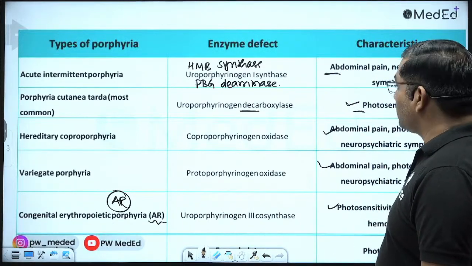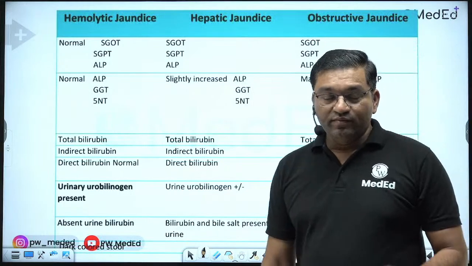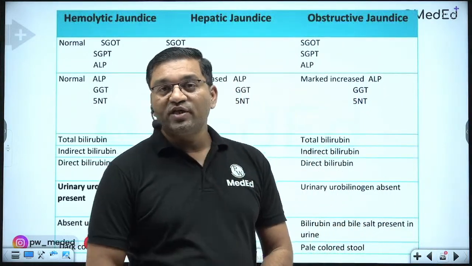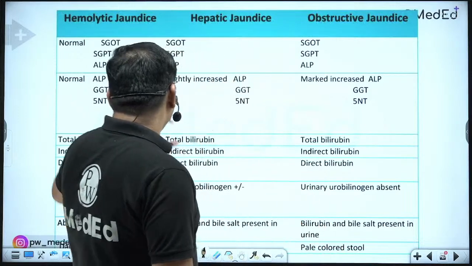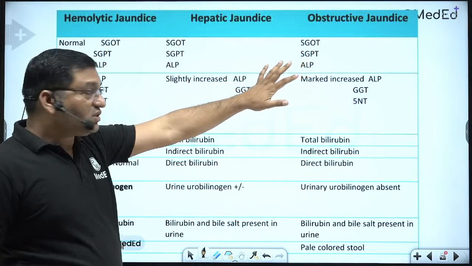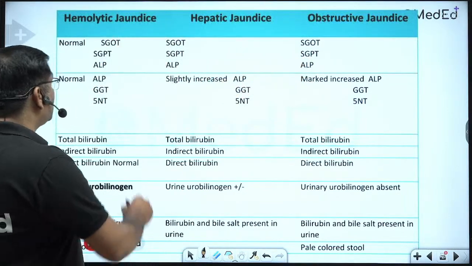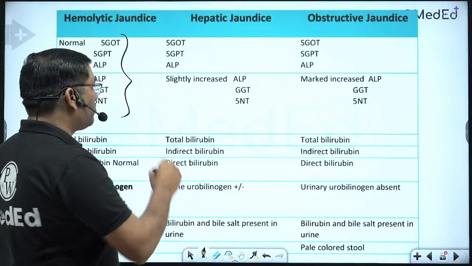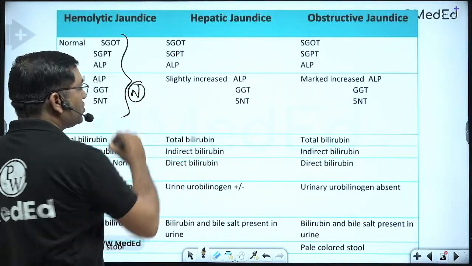So these are the different porphyrias. Now, bilirubin metabolism is also important from the hemoglobin topic. In bilirubin metabolism, see prehepatic, hepatic, and post-hepatic jaundice. In prehepatic jaundice, all the parameters and enzyme levels are normal.